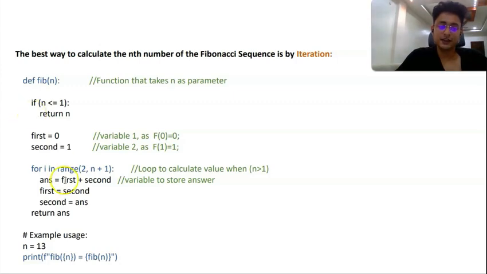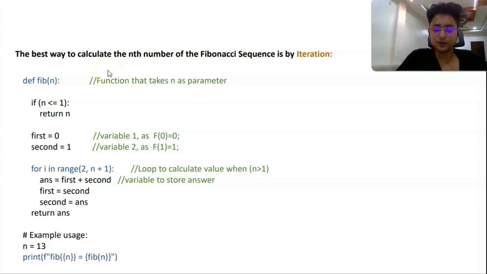So we have to take another variable. I am taking the answer variable, ans, where you store the answer, that is the value of the next term. So we get the nth number from the previous numbers, right? So here first plus second gives the result of the next term, the third term.